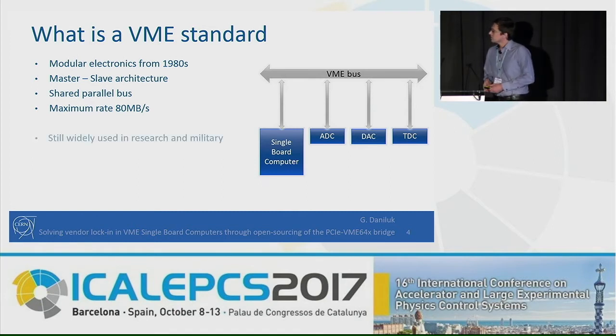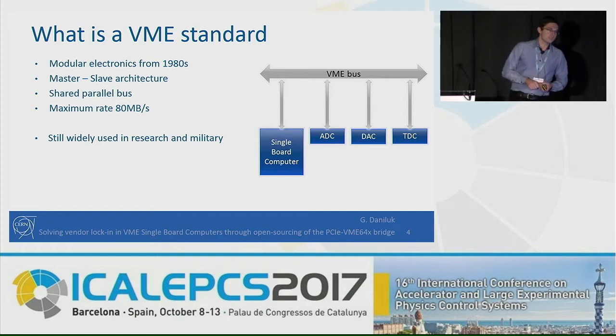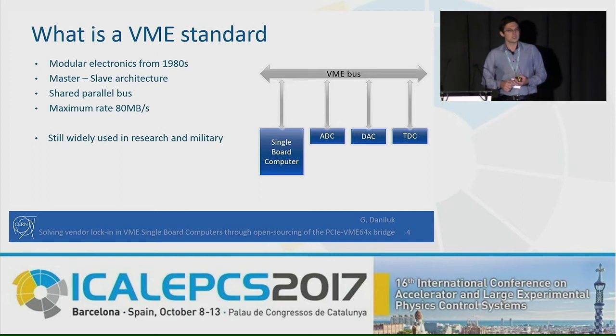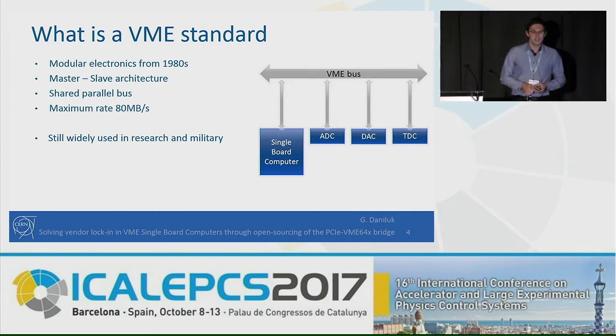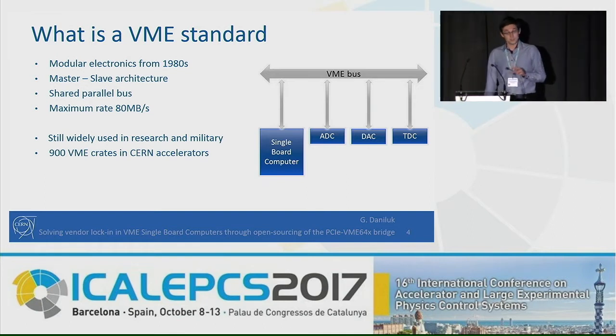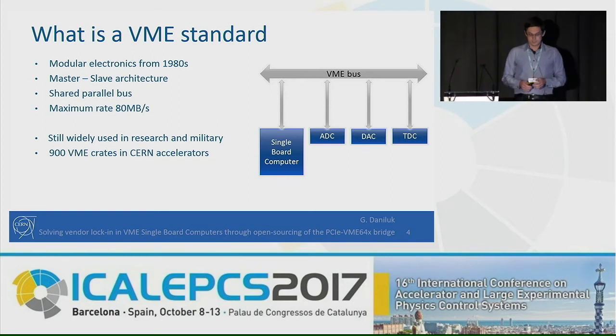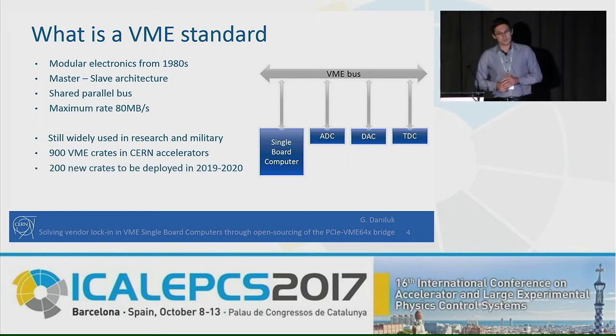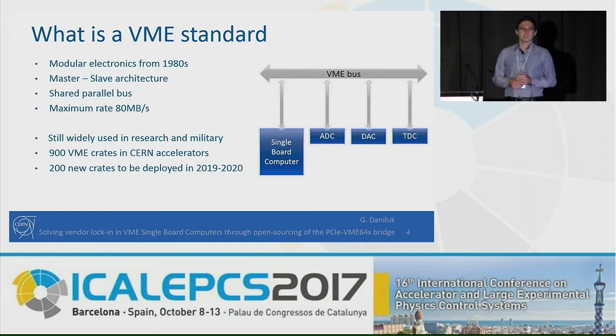So then, even if it is quite an old standard, it is still widely used in places like research institutes, like CERN, in military applications as well. And just to give you some numbers, currently at CERN we have around 900 VME crates deployed only for the accelerator application. So this does not count all the VME crates deployed for the experiments. And we still plan to deploy 200 new crates in the context of Long Shutdown 2, which will happen in 2019-2020.